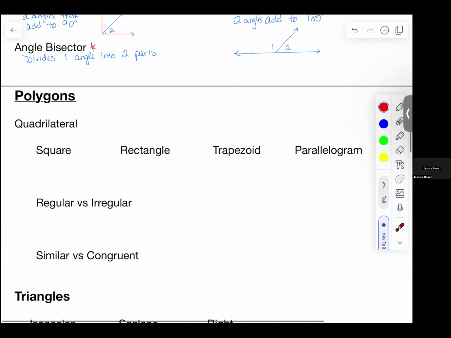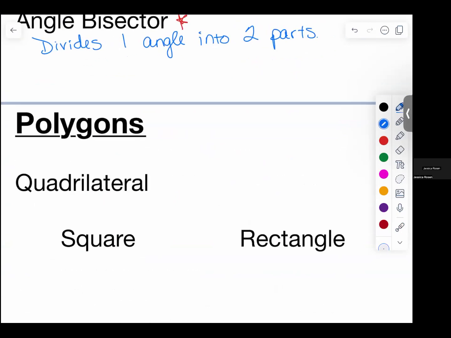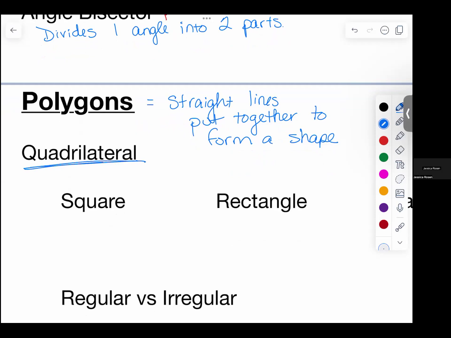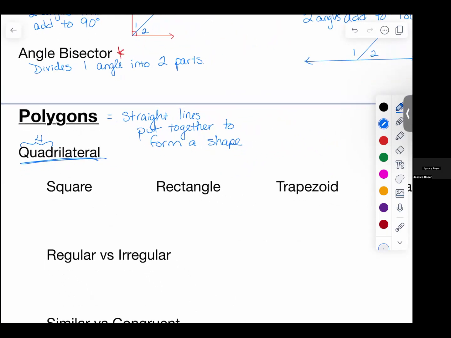Next, we have polygons. Polygons are created by straight edges or straight lines. And that creates, so basically straight lines put together to form a shape. So we have quadrilaterals. Quad means four, right? So that means we're going to have four sides, and we have a bunch of different four-sided shapes that we need to make sure you know.